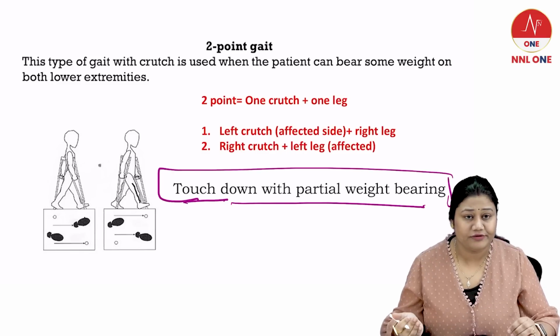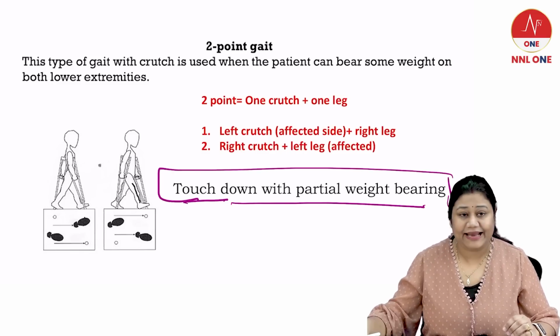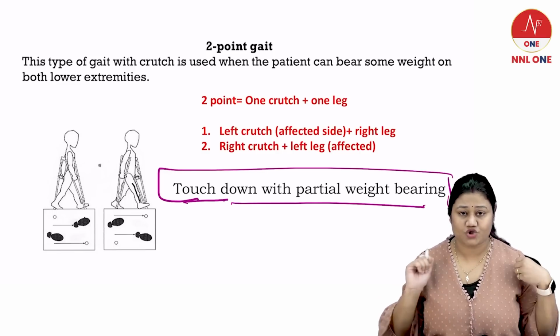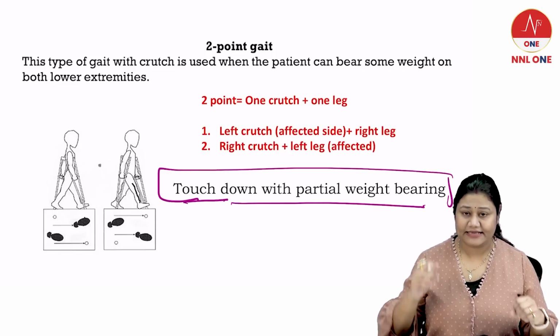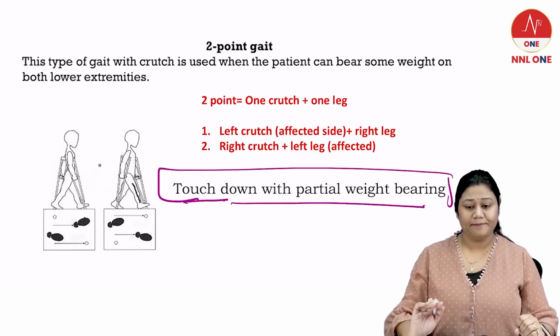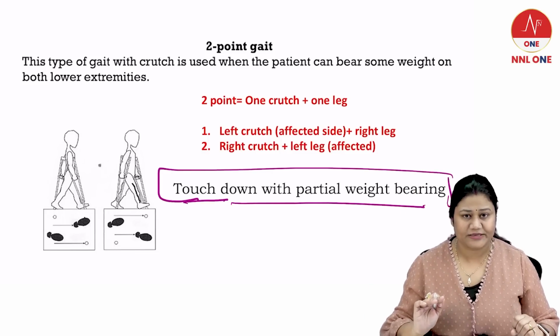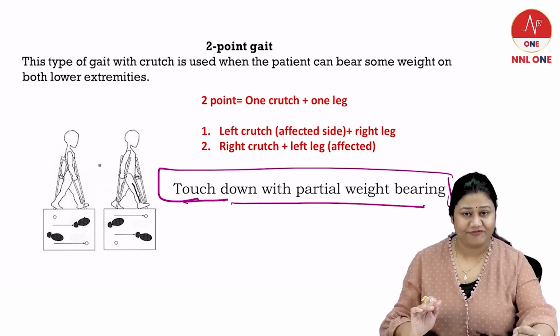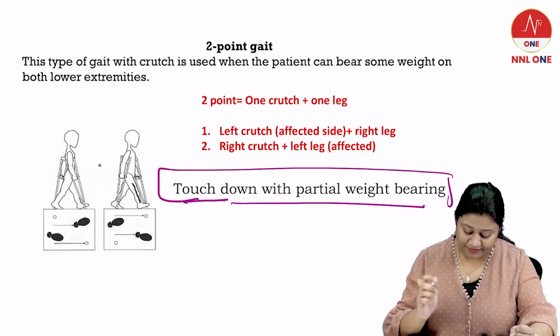So how you will move with the 2-point gait technique? Your patient is having crutch on both the sides. So let's take an example. This is my right side and right leg is affected, but I can put the right leg on the surface, I can bear some weight as well. So first I will move the left side, first I will move.